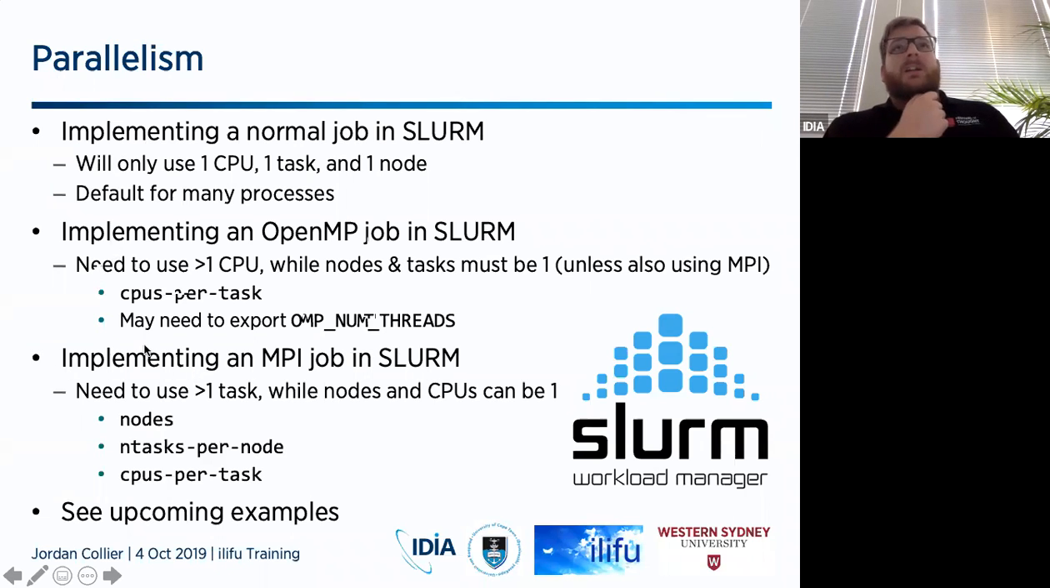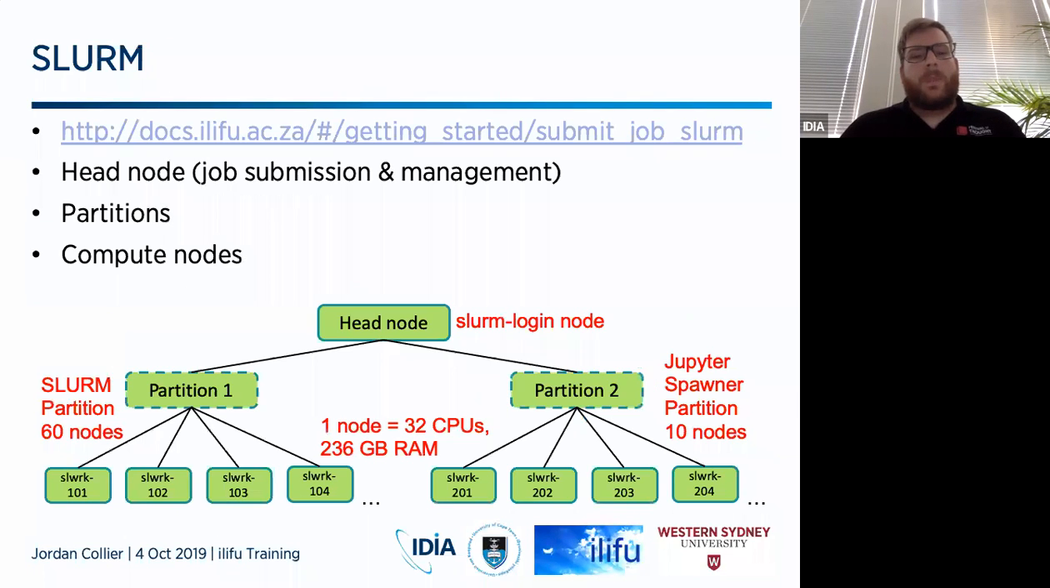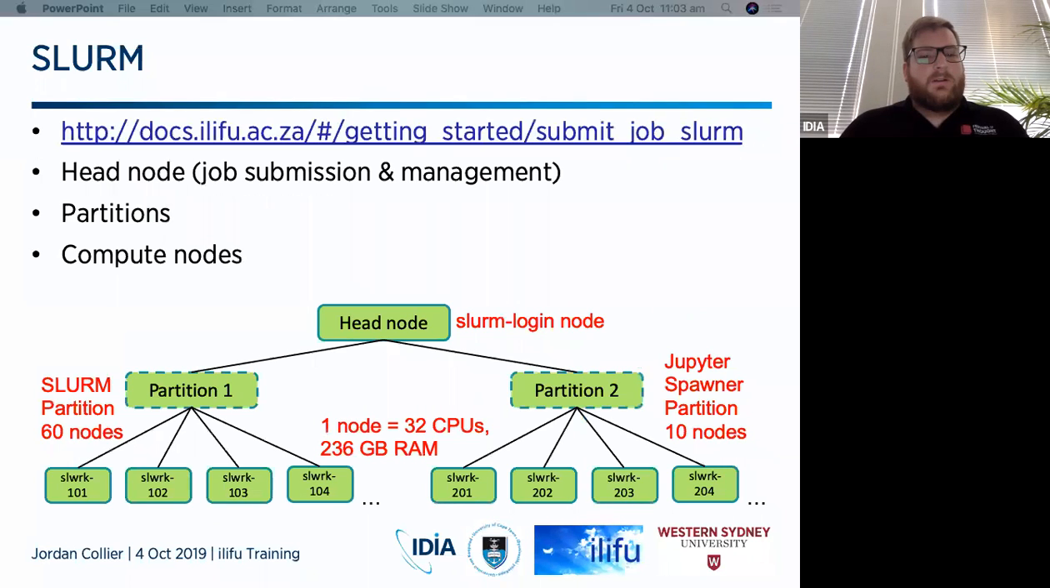If you're implementing an MPI job in SLURM, then you're using more than one task per node, which is the ntasks-per-node parameter, but you would maybe be using one CPU and one node, or maybe many nodes. Generally, you're either doing many CPUs or many tasks. Some software does both. So that takes us to SLURM. Let's drag this over.